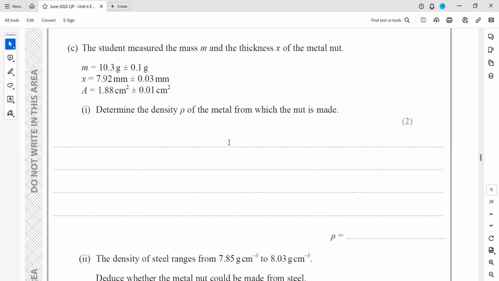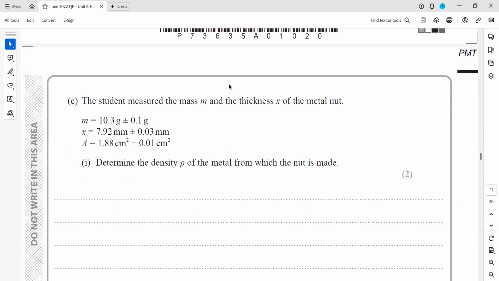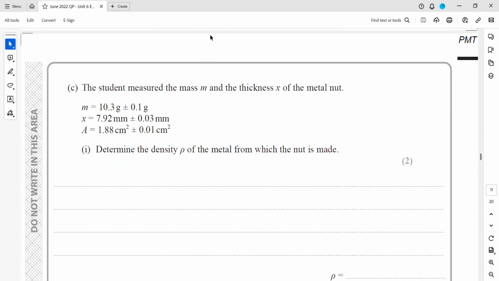The next one: determine the density of the metal from which a nut is made. Using a formula, density is mass over volume. So how to work it out? Density is mass divided by volume, mass in gram. But keep one thing in mind, the unit should be correct. Here it is millimeter, centimeter square. So this will be 10.3.